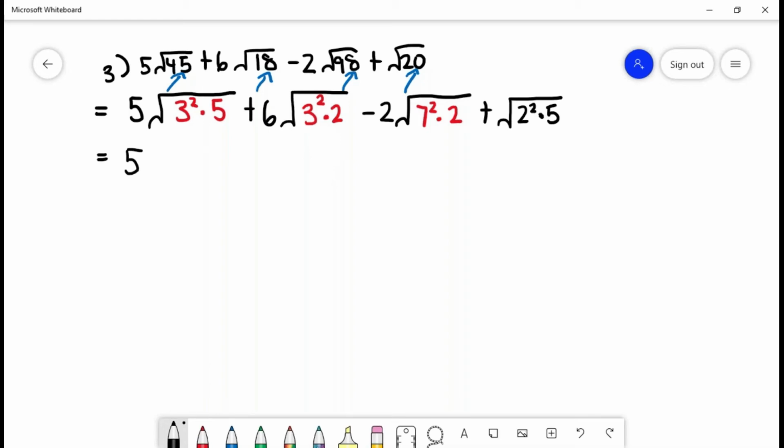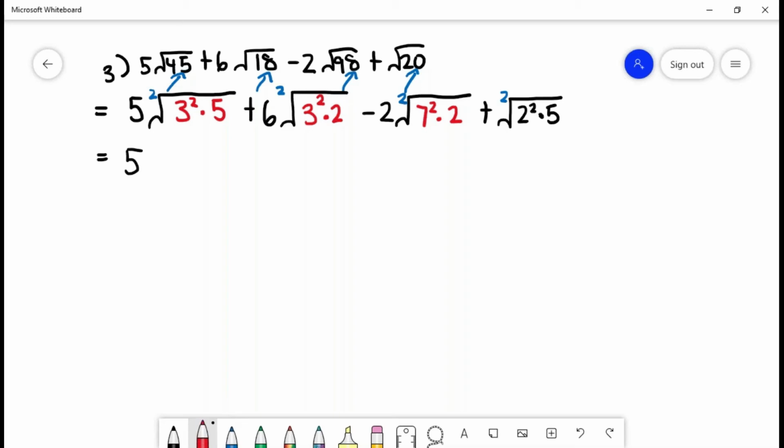So right now, what we're going to do is take a look at this 3 squared times 5. We have to remember our root index here. We know the root index is 2 since there's really nothing written here. We just know the root index is 2. And now we have 3 squared times 5.